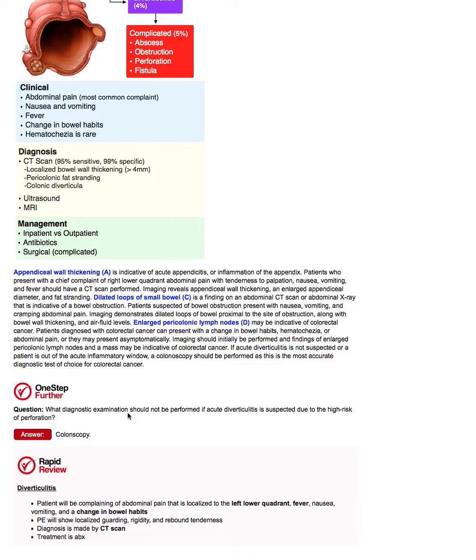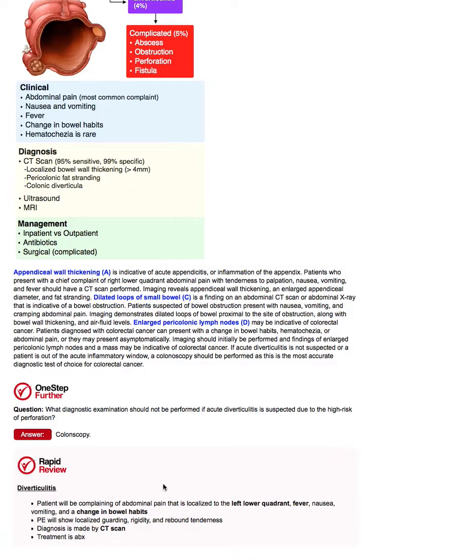And if we look at the rapid review here for acute diverticulitis, let's sum it up with your patient will complain of abdominal pain that is localized to the left lower quadrant. Oftentimes will have fever, nausea, vomiting, and a change in bowel habits. Now, a classic thing to confuse students in this question of acute diverticulitis is bloody stool. Acute diverticulitis typically is not associated with bloody stool.